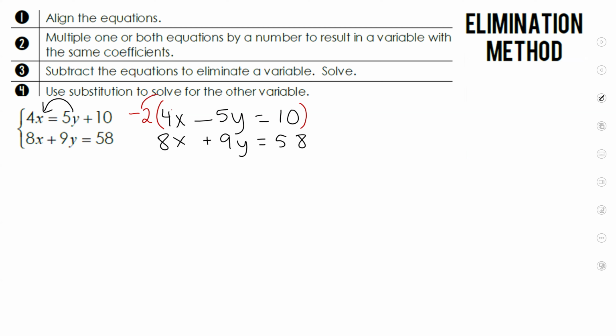-2 times 4x is what? Do you see how if I add these together, it would cancel out? That's called elimination. This is why it's called the elimination method. You can eliminate one of your variables, okay? But we could only do that when I multiply by a -2. -2 times -5y is +10y. -2 times 10 is -20. We multiply the entire equation by -2.